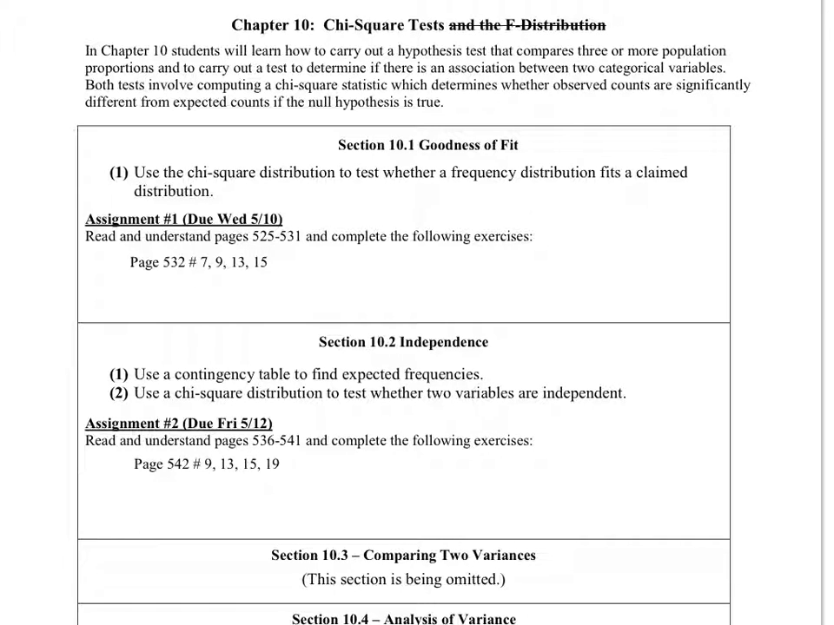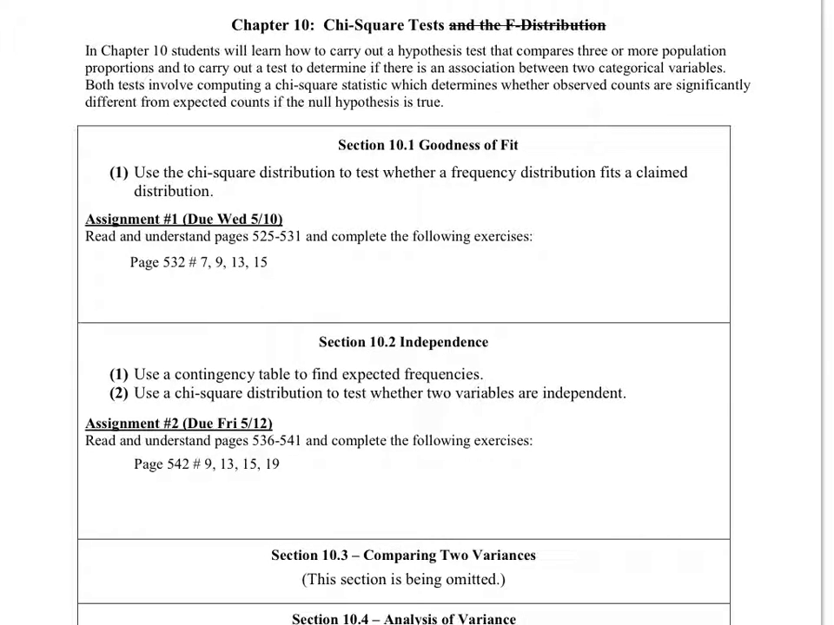10.1 is an inference procedure called a goodness of fit test. It can help us answer a question like, is there a preferred day of the week to go to the movies? Or is there an even distribution of colors of M&Ms in a bag? Or is there a certain percentage of racial breakdown in an urban city?